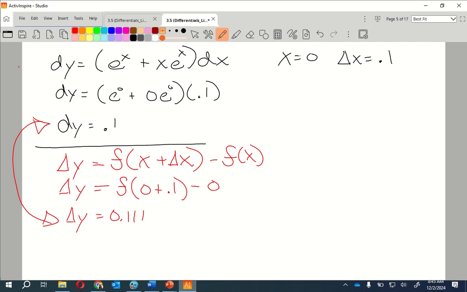Now compare. So if I'm comparing, I would have the absolute value of 0.111 minus 0.1. So my change is going to be 0.011.